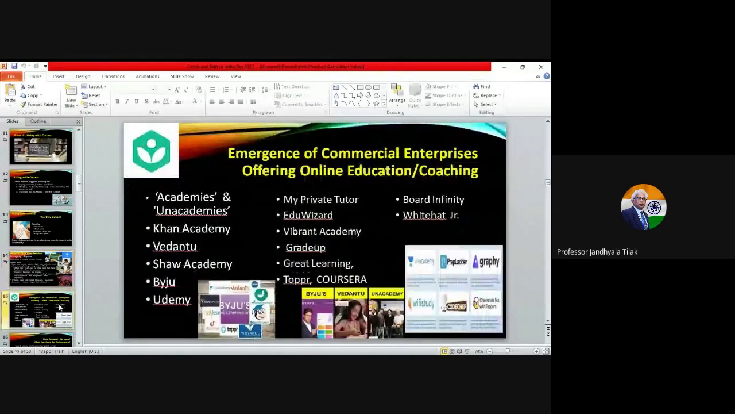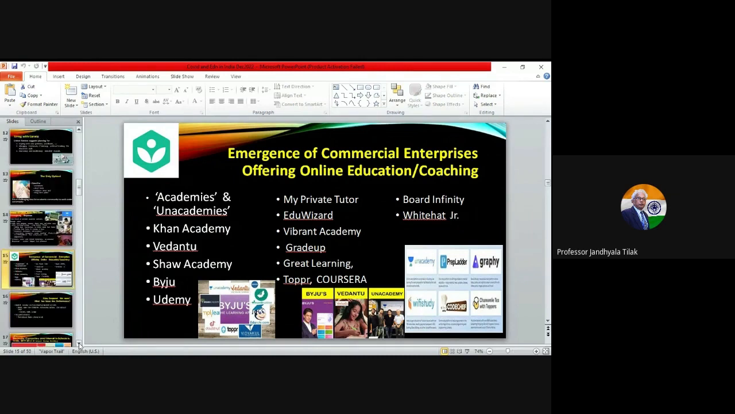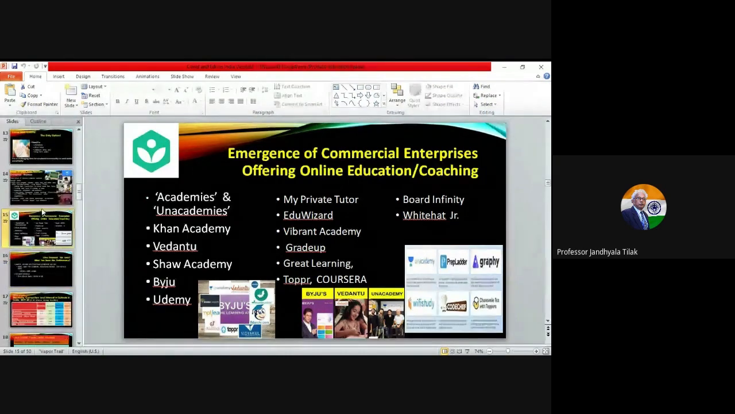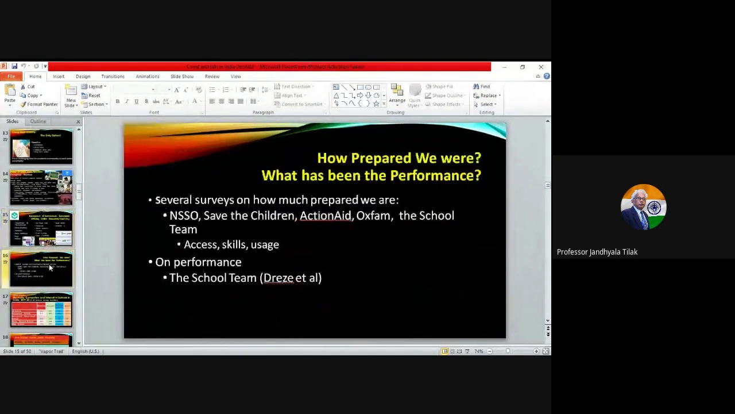One of the immediate responses that the markets have had to this crisis is this: since the online methods are being talked about, immediately several commercial enterprises have come up under different names: academies, unacademies, Udemies, Baizu, many academies came up. All kinds of different names are there. I think people are familiar with some of these names nowadays. That's the second phase that we were going through.